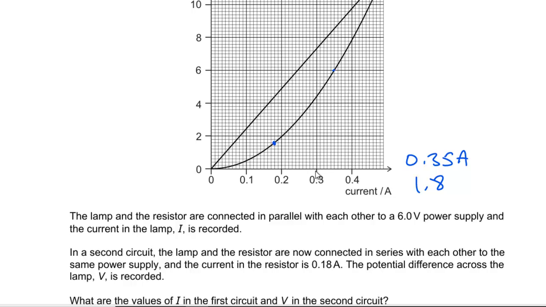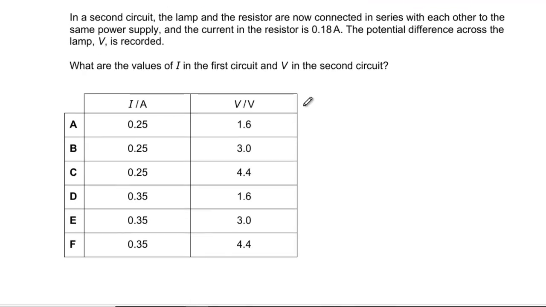What have I misread on this then? Do we want the second one? The lamp and the resistor are connected in series. Potential difference across the lamp is recorded. What am I getting wrong? 0.1 amps, 0.18 amps. 1, 2, 3, 4, 5, 6, 7, 8. Yeah, I'm reading the scale wrong on the way up here. That is a 6, not an 8. Yeah, so 0.35, 1.6. So D. Okay.